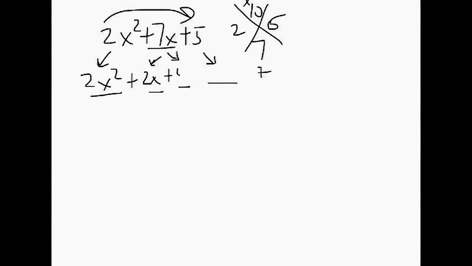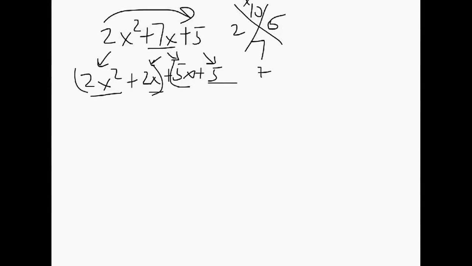Let's try something that's a little bit more complicated here. 2x squared plus 7x plus 5. 2 times 5 is 10 on top, 7 on bottom. What multiplies to be 10 but adds to be 7? That is 2 and 5. So split this up. This is 2x squared. This gets split to be plus 2x and plus 5x, and then plus 5 here.